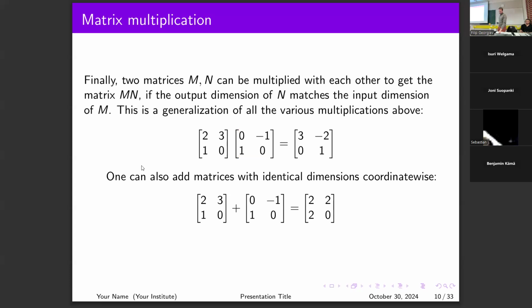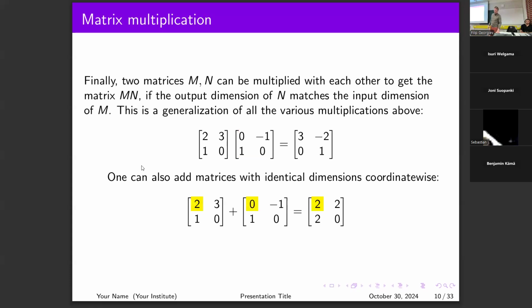And we can also add them up. So when matrices have the same dimensions, exactly, all dimensions have to be the same, then we can add them up. We just add coordinate-wise. I actually have a visualization of that as well. But, so this plus this plus this.